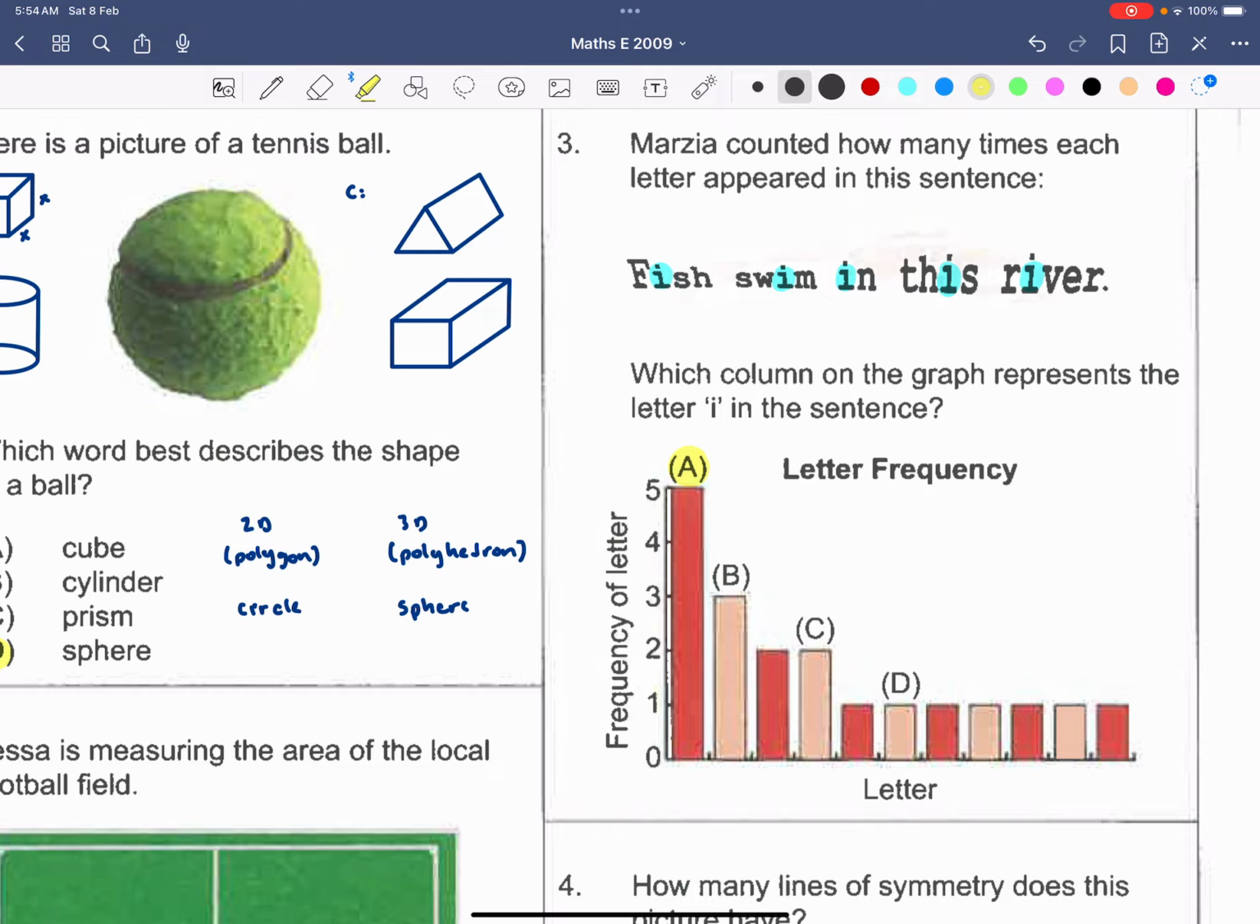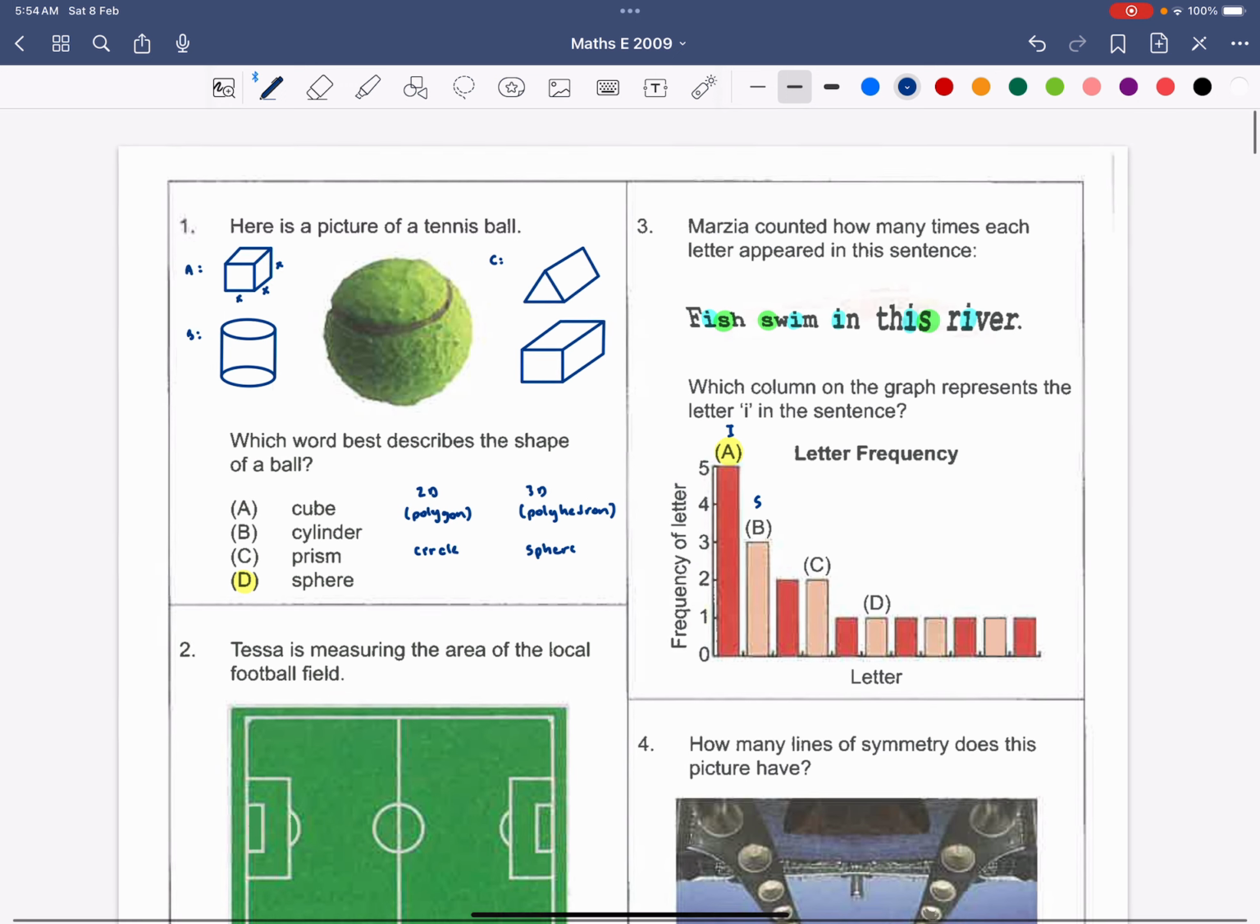Just so you know, if I was to pick another letter, for example S, let's count the S's. 1, 2, 3. We have 3 S's, so you can see there is a particular column that's got a frequency of 3. B would be the letter S, just like this was the letter I. So that's how it works. This is basically a column graph demonstrating letter frequency, the frequency of each letter.